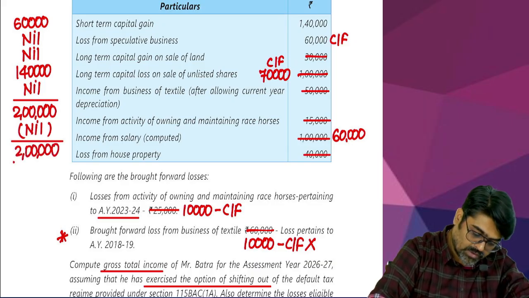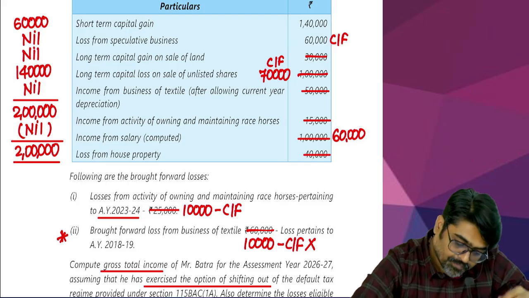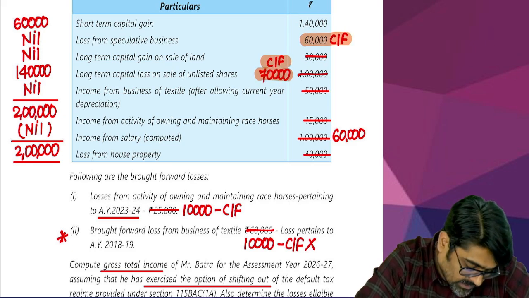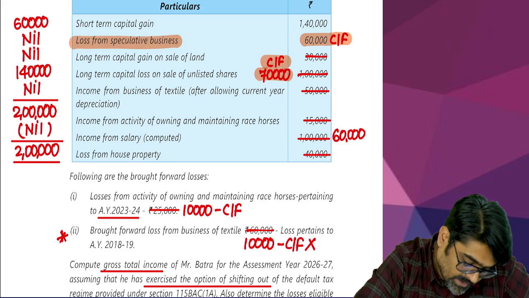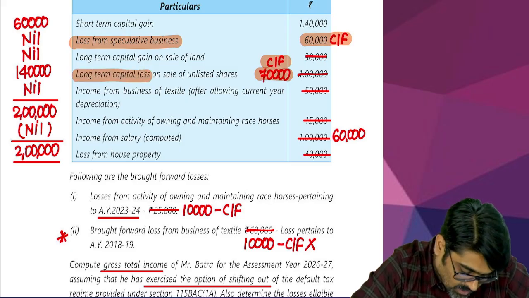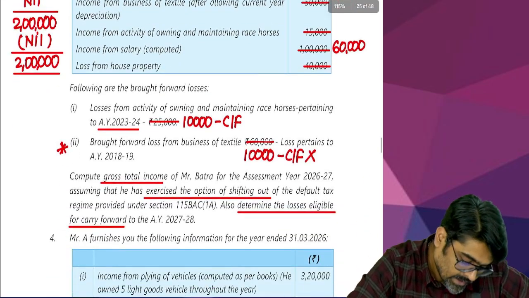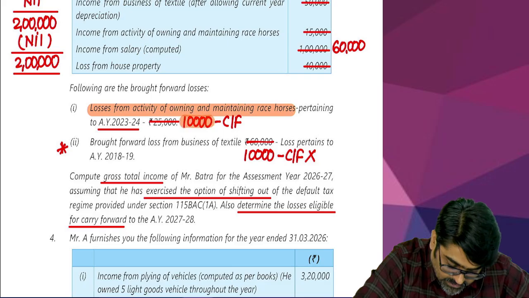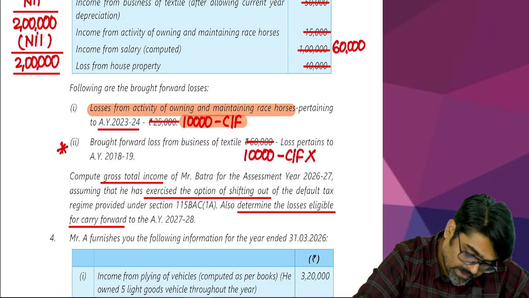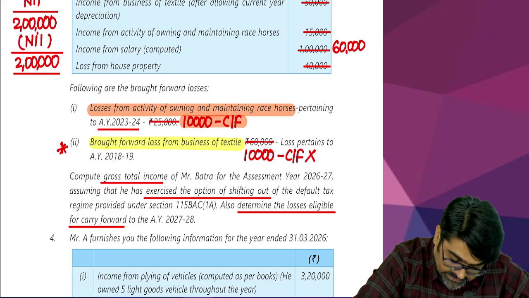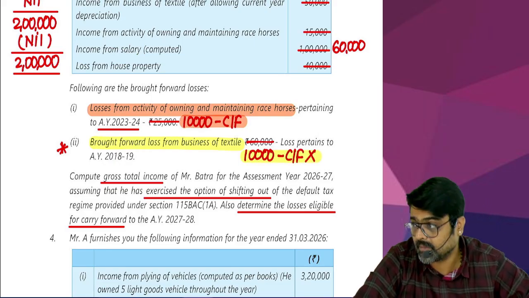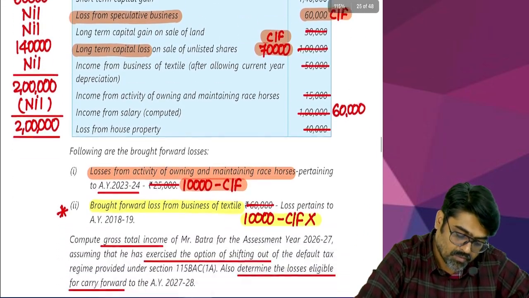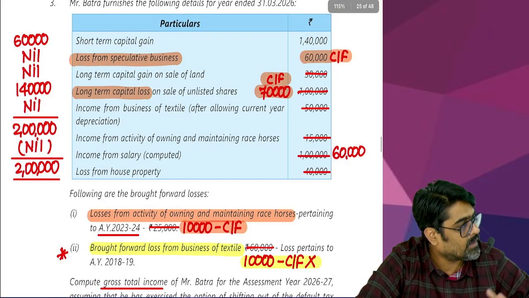Okay, no? Now which losses are eligible for carry forward? Come on, tell me. Number 1, this 60,000. Number 2, this 70,000. 60,000 loss of speculative business. Then long-term capital loss. Then any other loss? Yes. Loss from an activity of owning and maintaining resources, 10,000. And yellow color, brought forward loss from business of textile amounting to 10,000 will not be allowed as a carry forward because this was the last year. So out of 4, 3 losses will be carried forward and 1 loss will lapse.